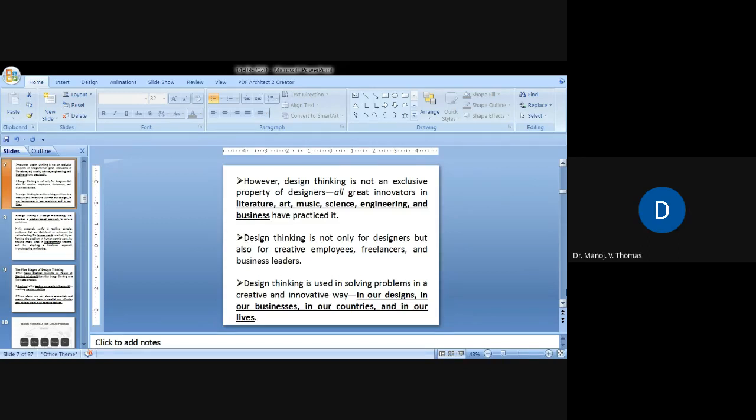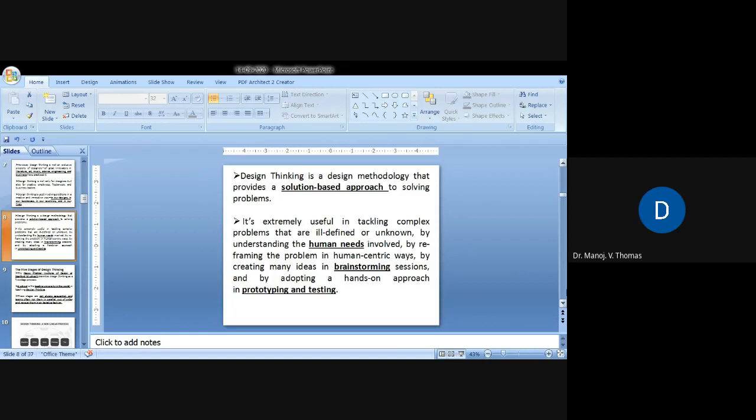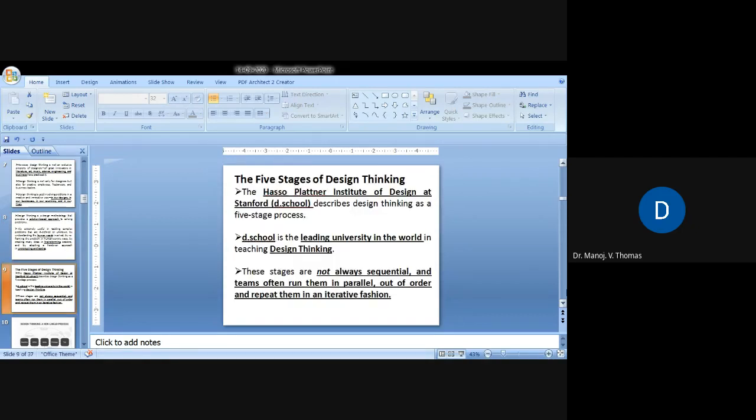So even then, to find a solution for that problem also, you can think of design thinking at its various stages. It is a solution-based approach where the focus is on human needs, and brainstorming sessions, discussions, prototyping and testing are important there. The Hasso-Plattner Institute of Design at Stanford University describes design thinking as a five-stage process. This D School is the leading university in the world which teaches design thinking.